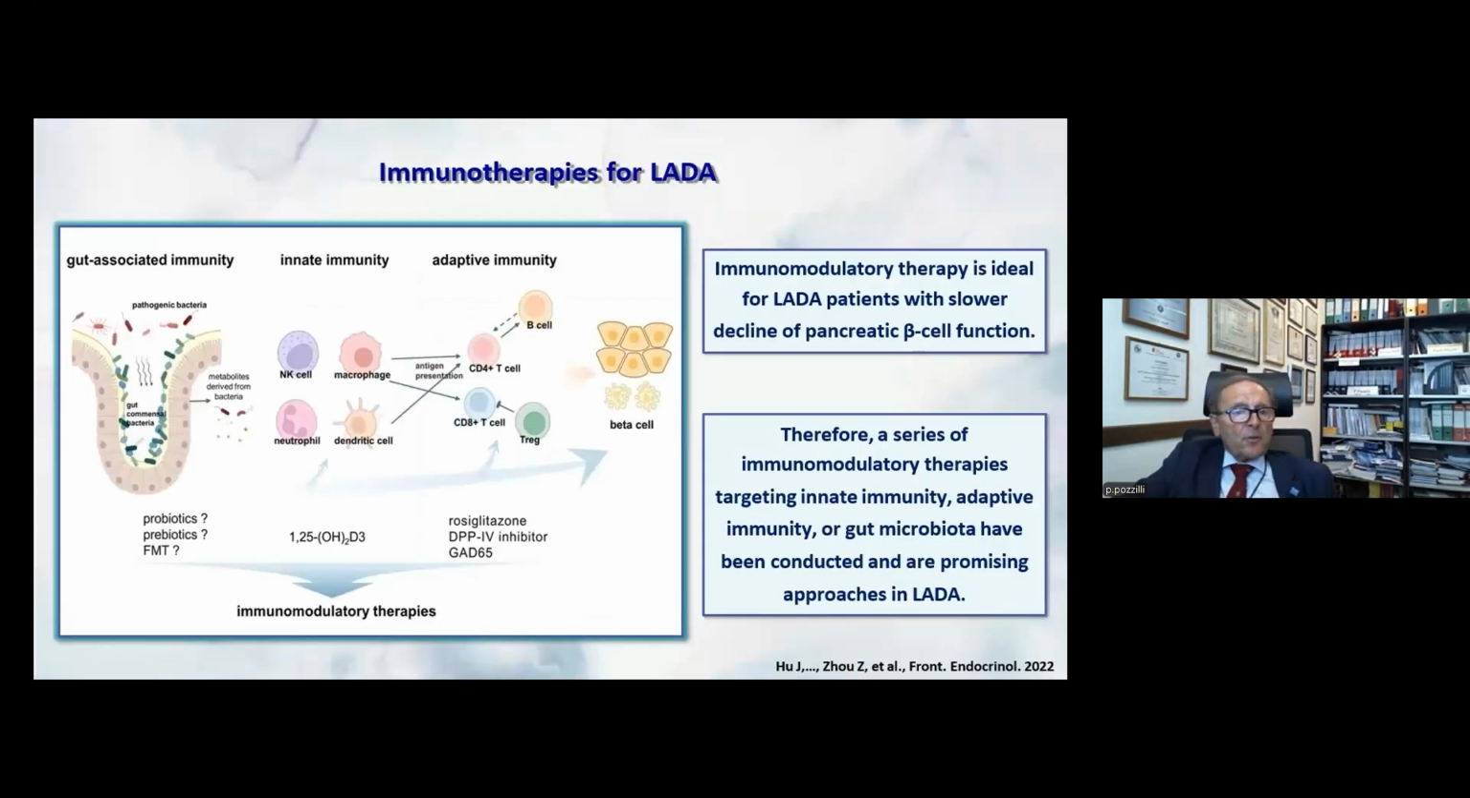Now, what are the immunotherapies for LADA? I think that, as I said, because there are still beta cells functioning, LADA represents the best condition of type 1 diabetes where you can intervene with adjunctive therapies. Because there is a slower decline of pancreatic beta cell function, a number of immunomodulatory therapies can be taken into account by tackling CD4, CD8, the dendritic cells, the macrophages, and also by intervening with other drugs, including the DPP4 inhibitor, the GAD65 to induce tolerance, and so on. And in this review, you have a lot of information about these potential immunotherapies for LADA.